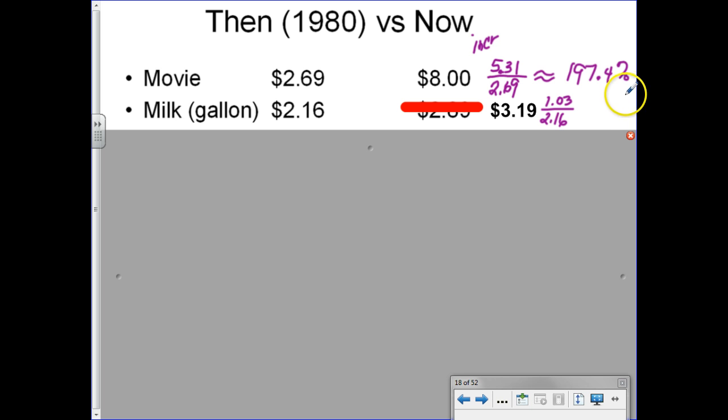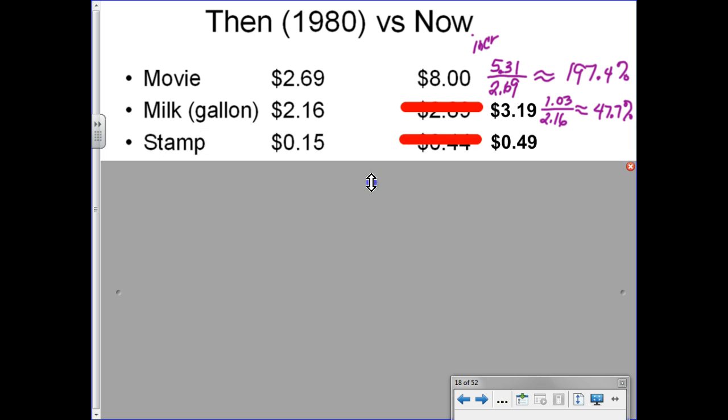When you calculate that, this one I get 0.476 8, and the decimal goes on a ways until it starts to repeat. When I multiply by 100, I'll get 47. I'll round it to about 47.7 percent. That's drastically different from what the movie was.